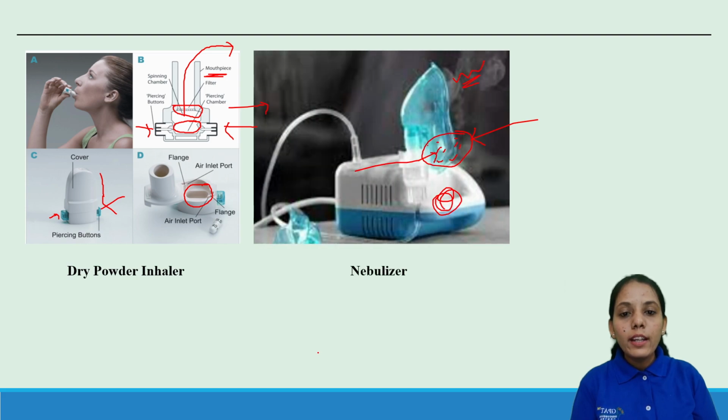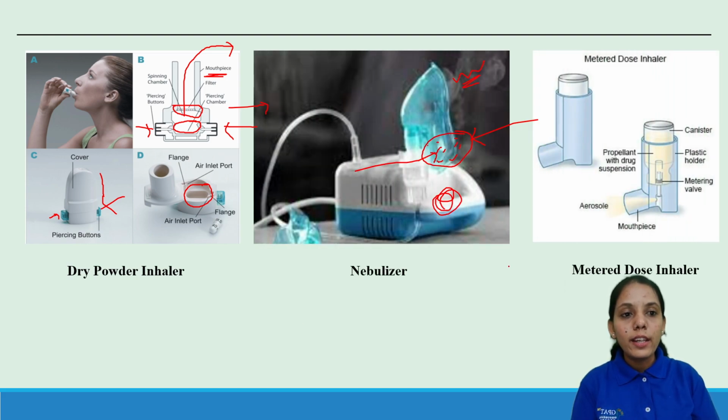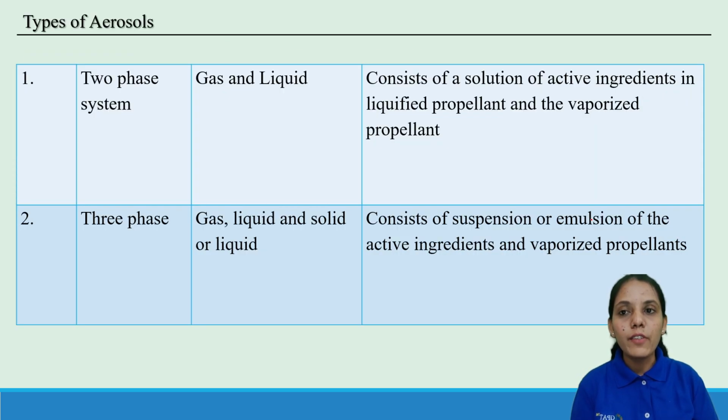So, dry powder inhalers, nebulizer and metered dose inhaler. Here you can see the metered dose inhaler. This is a canister, this is a plastic holder, and here you can see the metering valve. This is a mouthpiece, meaning from here it will go. The propellant with drug suspension, as we have discussed, is for a suspension type metered dose inhaler. Through here the aerosol will go into the patient's mouth. So these are the different types of medicated aerosols that we have seen.